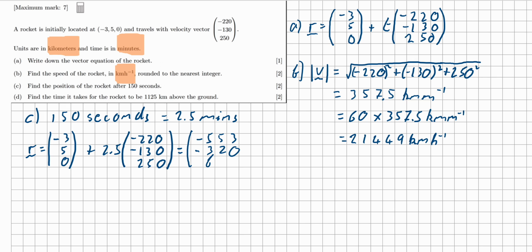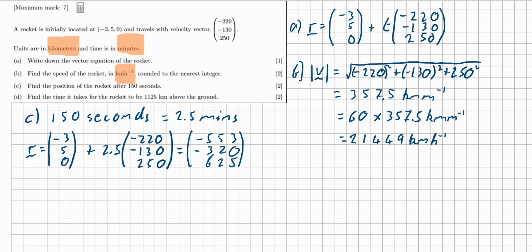Okay, so these are our coordinates. So at the moment, from the origin, if we're stood at the origin, we're going to go 552 kilometers left, 320 kilometers straight away, and 625 kilometers up, which is kind of what you expect a rocket to do, going more up than anywhere else really.